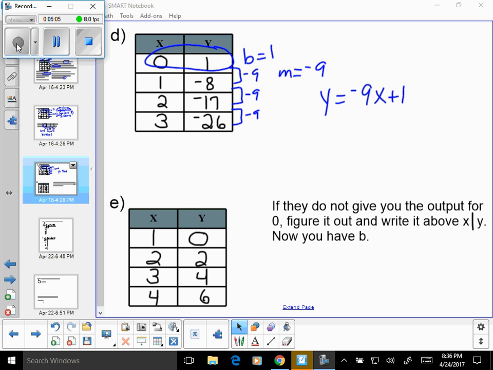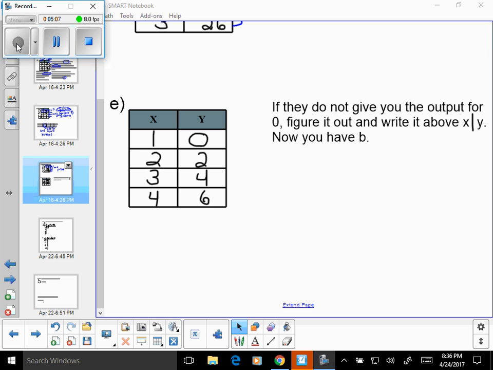Sometimes they try to get a little tricky. They do not give you the output for 0. My best advice to you is figure it out and put it above the table. You can kind of figure the pattern. If we look over here, it goes from 6 to 4, 4 to 2, 2 to 0. It's going down by 2 every time. So that would mean -2. So b is going to equal -2.